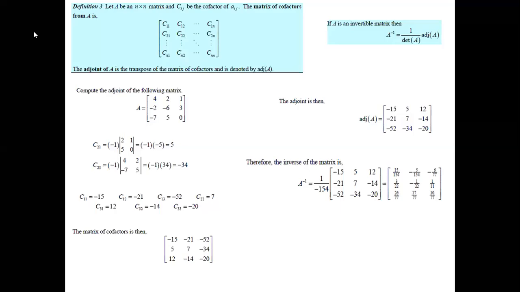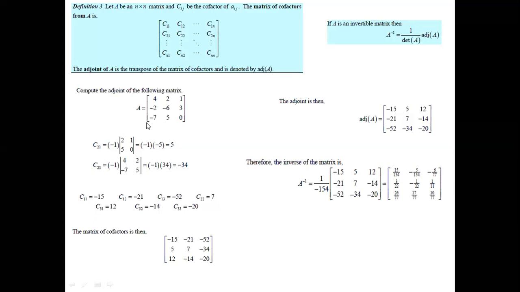So we start here. I think this is where we had paused. So let's see how we can find the adjoint of a matrix and then how to find the inverse thereon. We are given a matrix A, and the elements are 4 2 1, minus 2 minus 6 3, and minus 7 5 0.